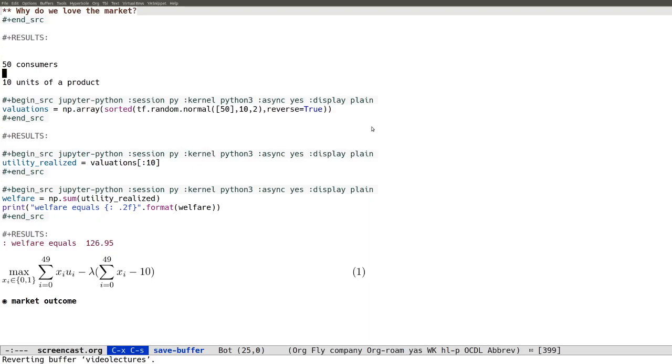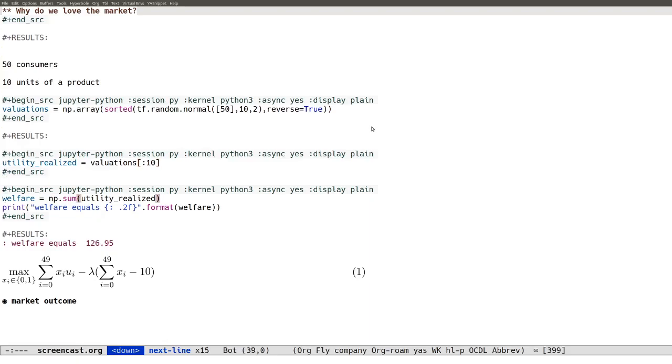In order to understand why economists love the market, let's quickly run over what we did in the previous screencast. So we have 50 consumers, but we only have 10 units of a product. So what we did is we generated an array of utilities for each consumer. Then if we can maximize welfare in this market, what we would do is to sort consumers such that the first consumer in the array is the one with the highest utility, the second consumer the next highest utility, etc. And then we would give the 10 goods to the first 10 people with the highest valuation of the good.